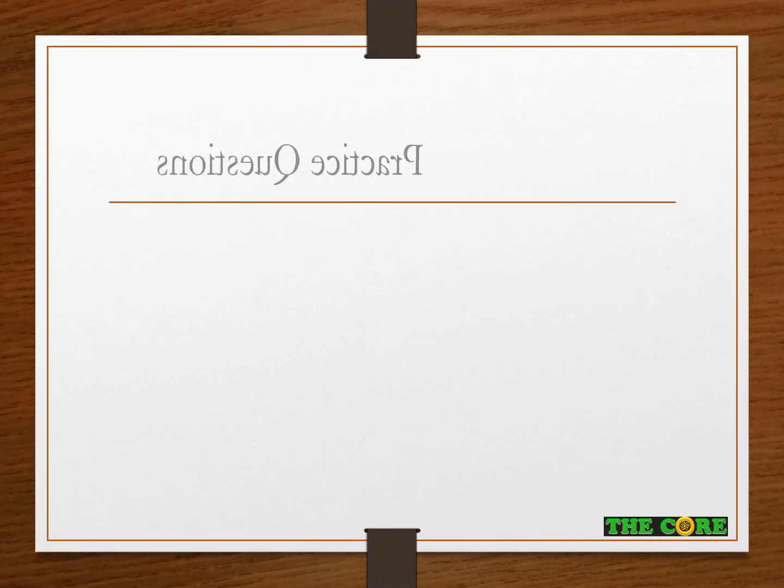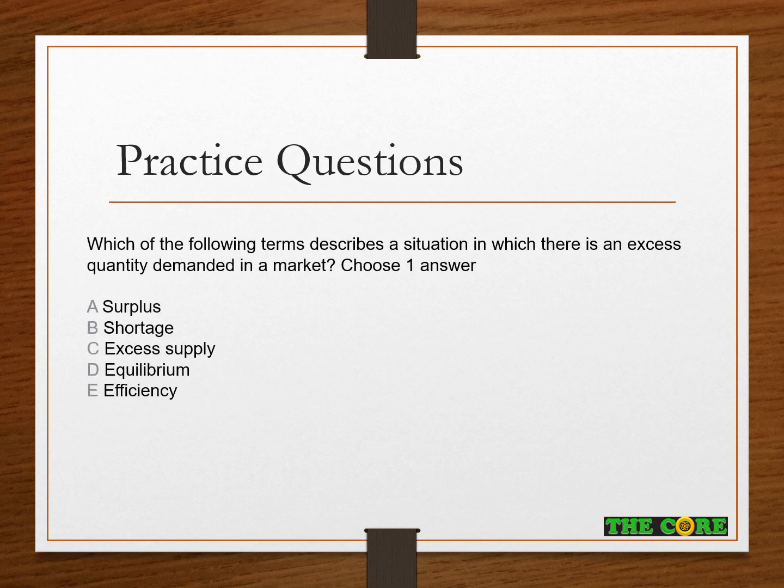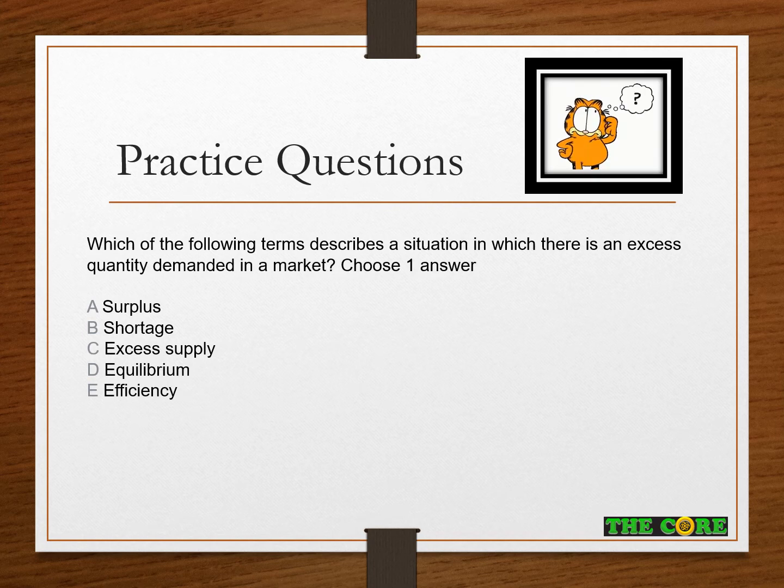So let's now move on to our practice questions. The first question that we are looking into is: which of the following terms describes a situation in which there is an excess quantity demanded in a market? Before we could answer this question, you'll have to be very clear on each definition of the answers that are given. So by understanding the key terms, you will be able to decide the best option would be B.